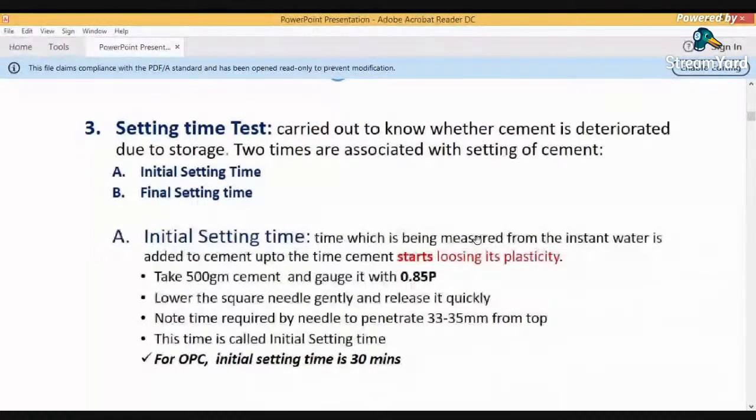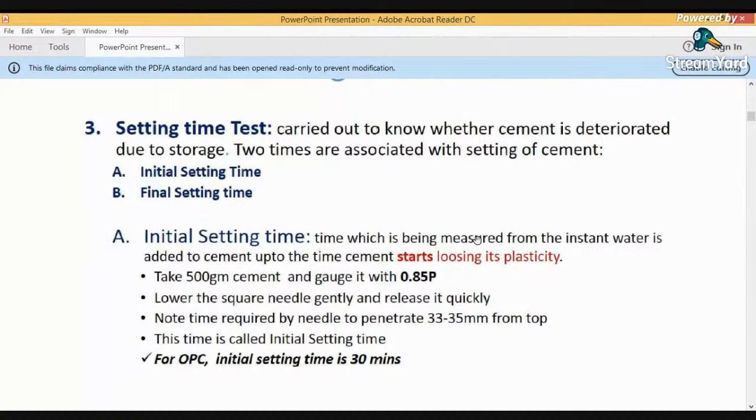So first you have to record the instant at which you add water into the cement, and then record the time at which the cement starts losing its plasticity. That time gap is called the initial setting time.